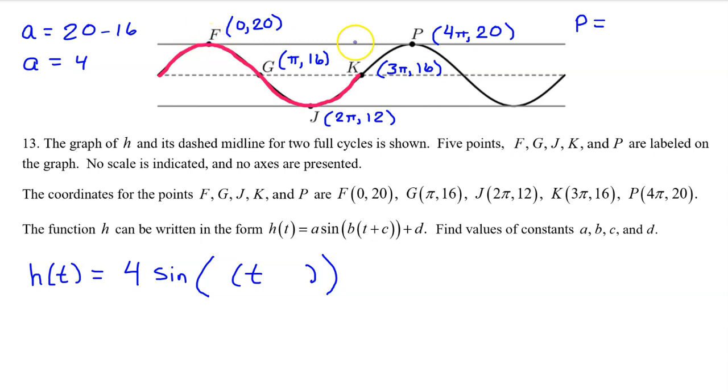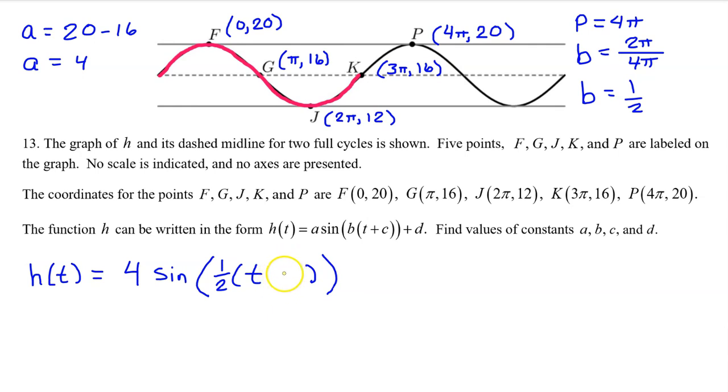From maximum to maximum, the input values go from 0 to 4 pi. So the period is 4 pi. We know that the b value will be 2 pi divided by the period. So that's 2 pi over 4 pi. The pi's cancel out, and 2 over 4 reduces to 1/2. So that's the b value.